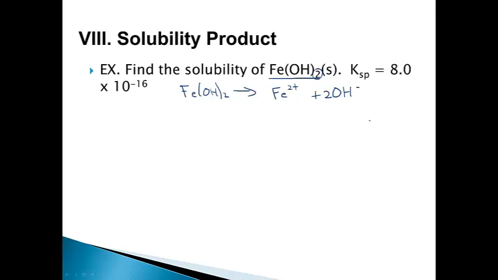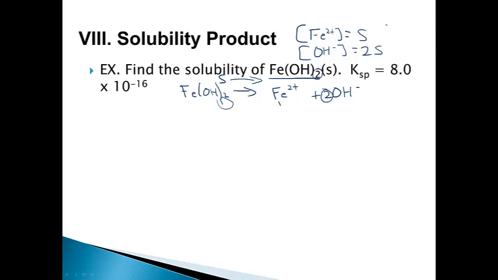Okay, now what's the problem? Okay, S is the amount that dissolves. So what is the Fe2+ concentration going to be equal to? Well, if S moles dissolves, it's a 1-to-1 ratio, so you'll also get S moles per liter of Fe2+. Okay, but what happens to the OH- concentration? It's 1 mole producing 2 moles. So if S dissolves, you're going to get 2S.